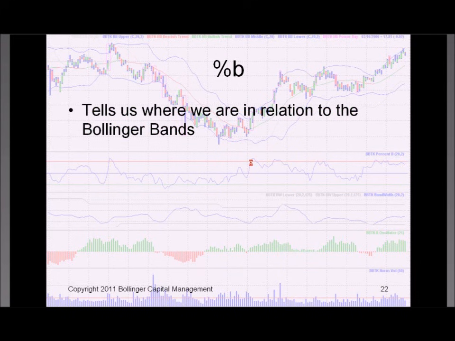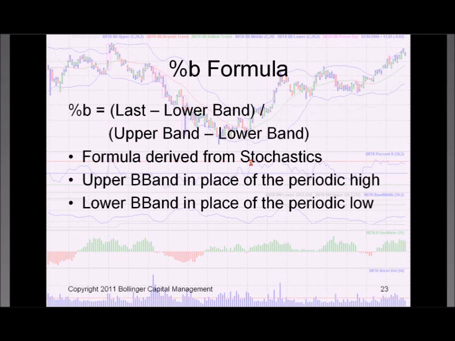So the first indicator that we're going to talk about today that is derived directly from the Bollinger Bands is %B, and it tells us where we are in relation to the bands. The formula for %B is lifted directly from the formula for stochastics. The formula is the last price minus the lower band divided by the upper band minus the lower band.